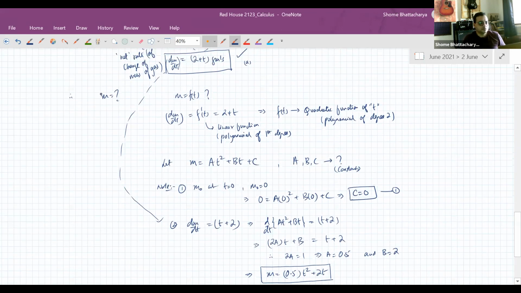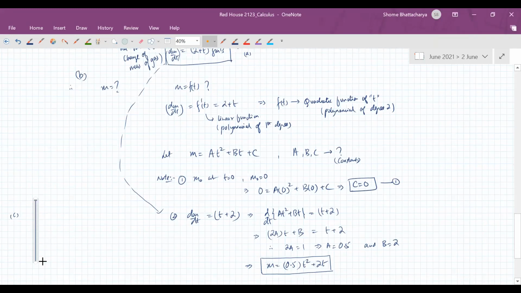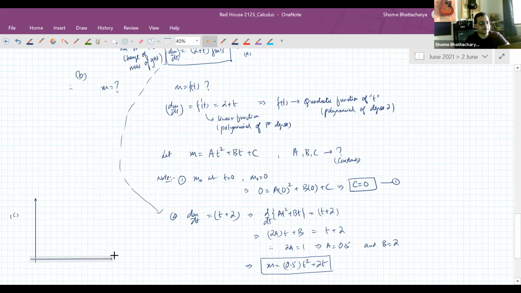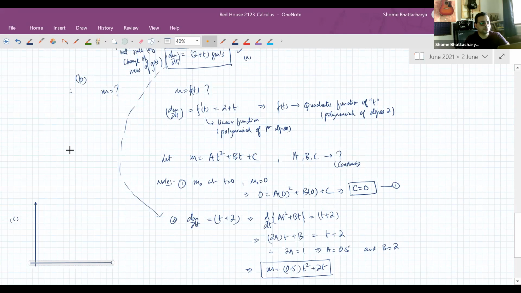Okay, so this is the B part. And for the C part, you have to just take some values of this and plot a graph. You will see that the graph increases with respect to time in what is called a parabolic curve, because it's a quadratic function. The graph of a quadratic function is called a parabola. So we plot m as a function of time. I'm just showing you an arbitrary plot, but you can actually take some values and plot this. It will be something like this.